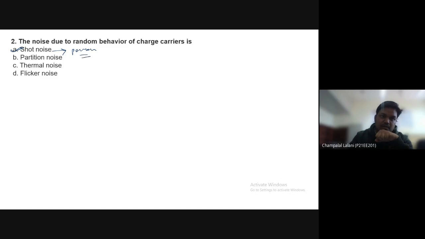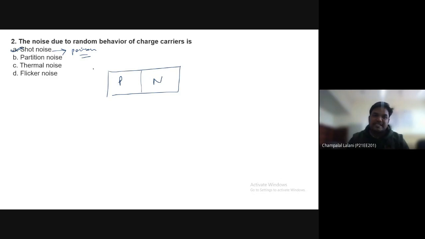What is shot noise? Whenever we have a source or a receiver, if it is a source, then there is generation of photons. If it is a receiver, then there is generation of electron hole pairs. So the charge carriers that are generated in photodiodes are random. The photons that are generated are very random. Photon generation is random.